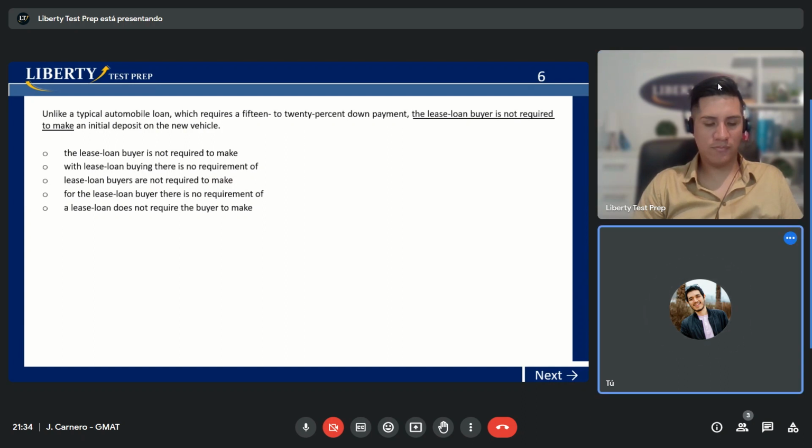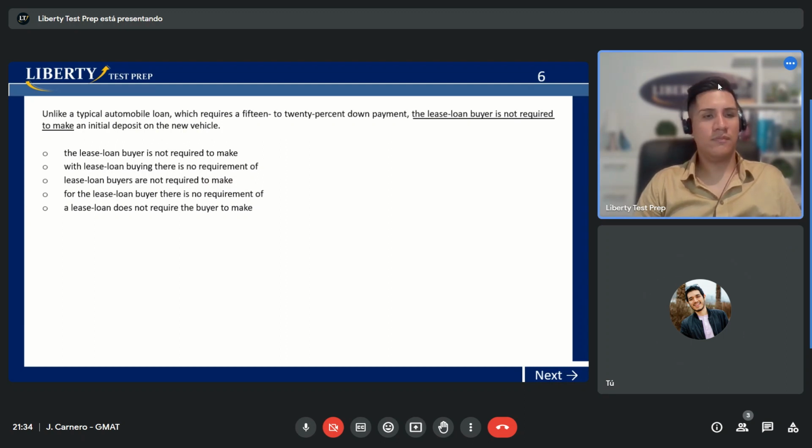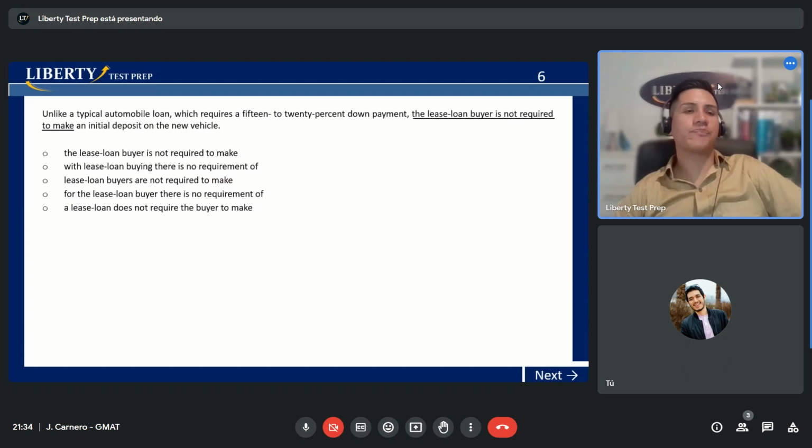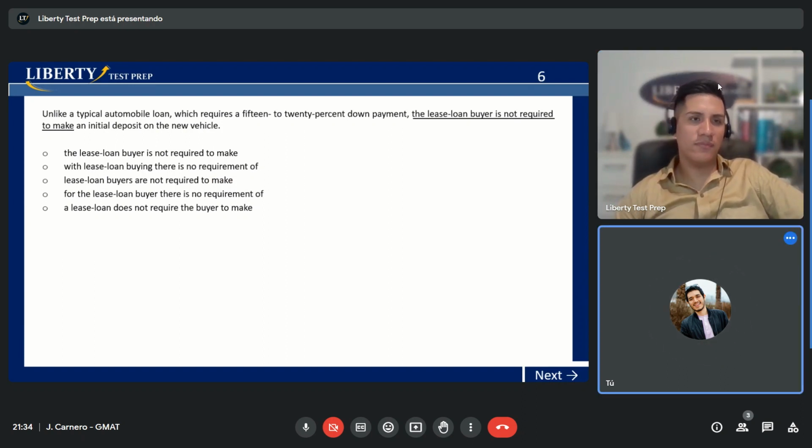So I'm assuming that unlike is comparing nouns. Yes, because unlike has the same theory as like. Exactly the same theory. So we're comparing a typical automobile loan to, well, and the lease loan buyers on letter C, for example, we're comparing the loan to buyers, and that's not correct, I think.